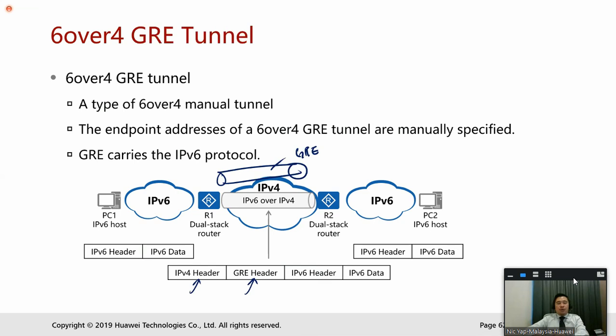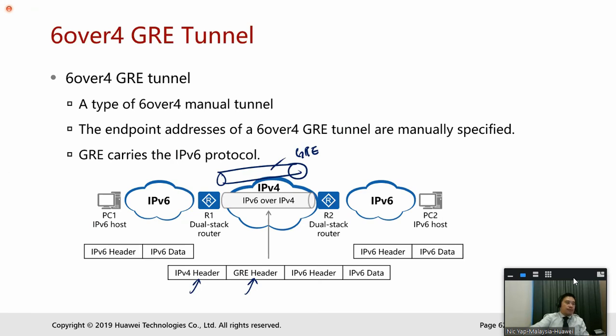So how are we going to use the 6/4 tunnels? They will just add on a single header. Okay, add on a single header. Is it okay up to this point? This is all the manual tunnels. And the next we look into is the automatic tunnels.